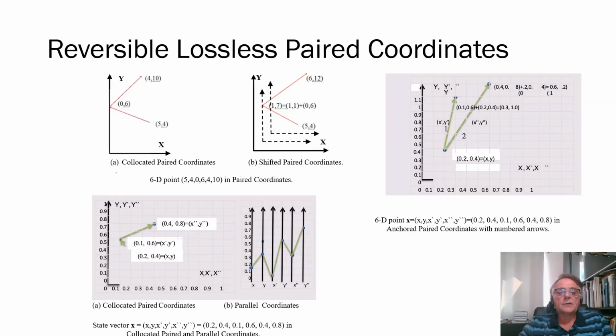This slide illustrates the idea of collocated paired coordinates, where we have a 6-dimensional point 5, 4, 0, 6, 4, 10, where the first pair 5, 4 is located here. Then the second pair of coordinates is again located in the same coordinate system here, and the third one, 4, 10, is located here, so they are connected, and as a result you have a representation of a 6-dimensional point as just a polyline with 3 points and 2 edges.